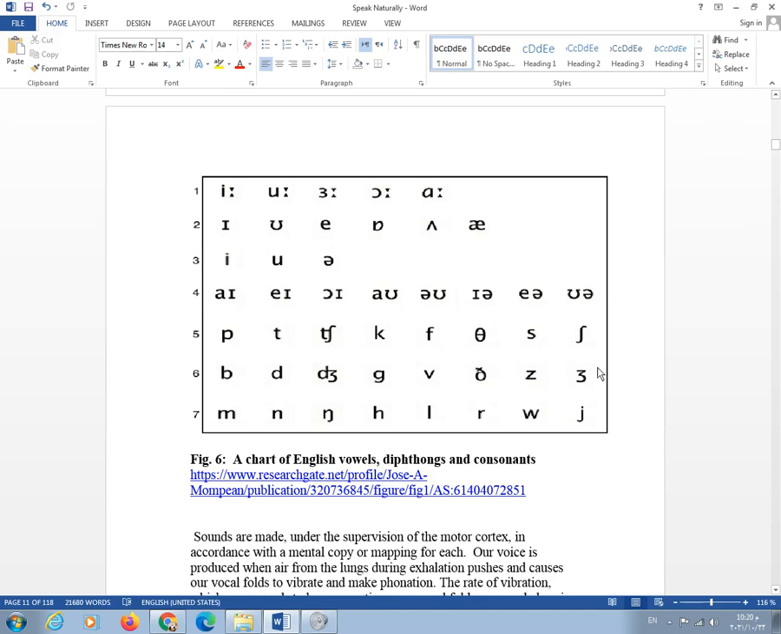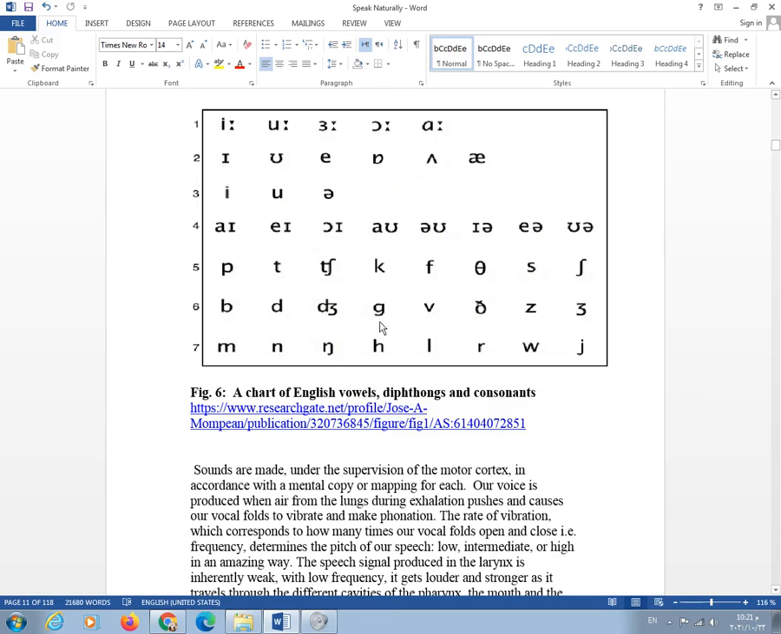The first ones are the voiceless consonants. Then there are 8 here. You can add h or ha, so we have 9 voiceless consonants: p, ch, k, f, s, sh, and the rest of the consonants are voiced consonants. They are b, d, j, g, v, the, z, j, m, n, l, r, w, and y. Okay.